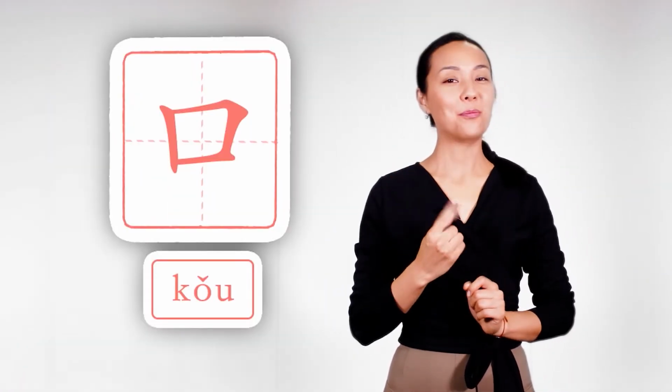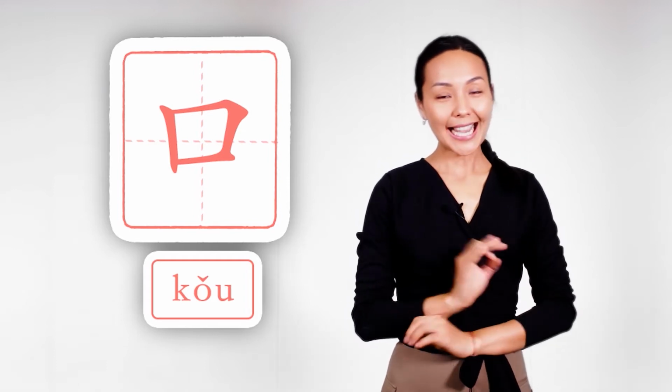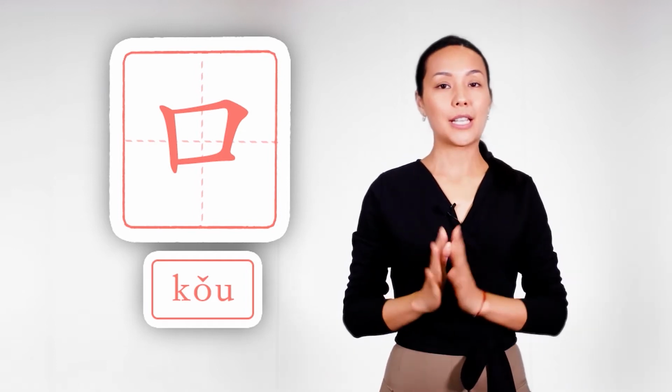Today we are going to study the next radical, 口, mouth. Let's look at its only one form. It looks like a square, a really tiny, small square. We use it as a separate word, 口. And let's learn how to write it.